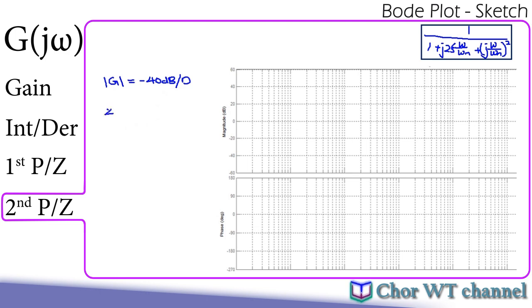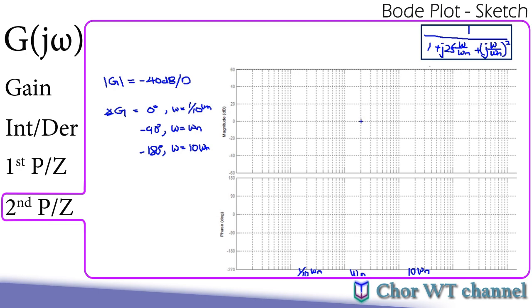And the phase of g will be equal to 0 degrees when omega equals 10 times smaller than omega n, negative 90 when omega equals omega n, and negative 180 for omega equals 10 times omega n. You can observe that all numbers over here are basically just double those of the first order pole. And using the same plane as earlier, this is our omega n, this is 10 times smaller than omega n, and this point will be 10 times omega n.